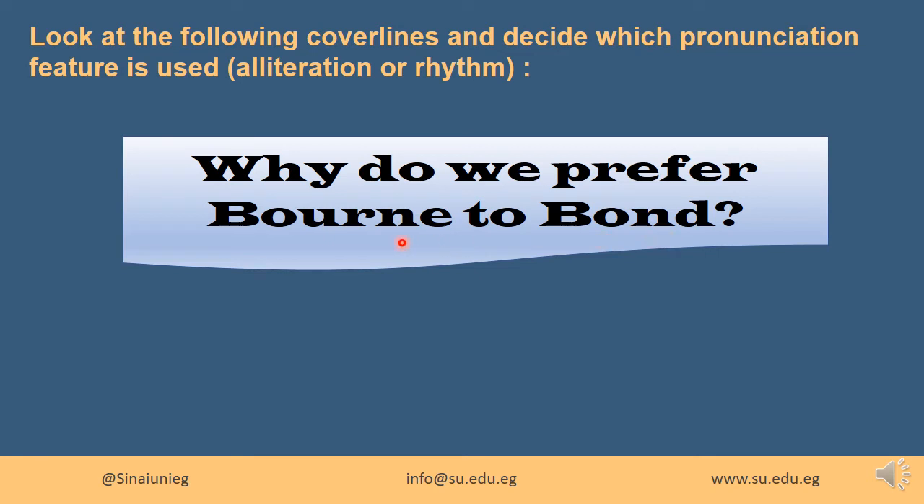Why do we prefer Bourne to Bond? If you don't get the meaning of this cover line, Bourne here is talking about the Jason Bourne movies, and Bond here talks about the James Bond movies. I think it's now more obvious. Back to our question. Which feature is used here? Why do we prefer Bourne to Bond? Why, we, Bourne, Bond. This is an alliteration.